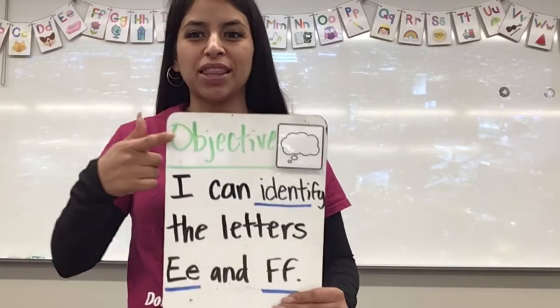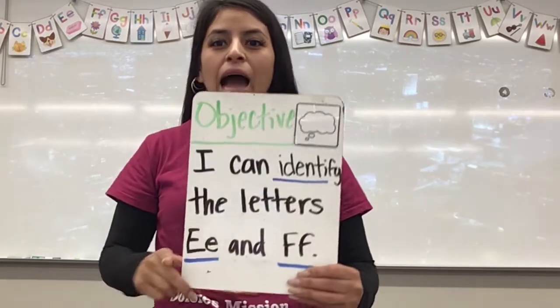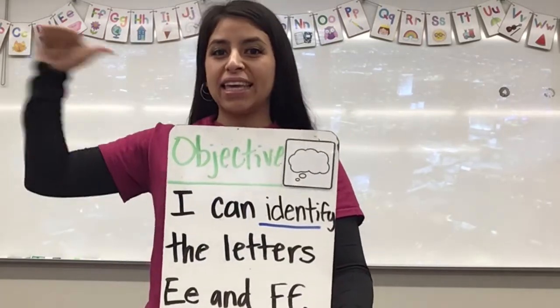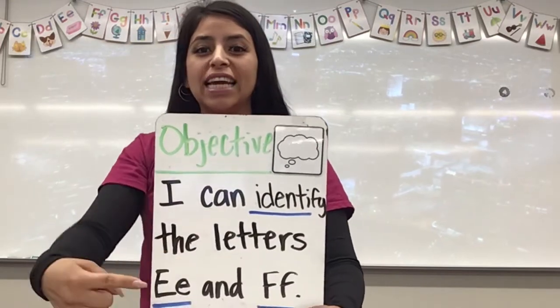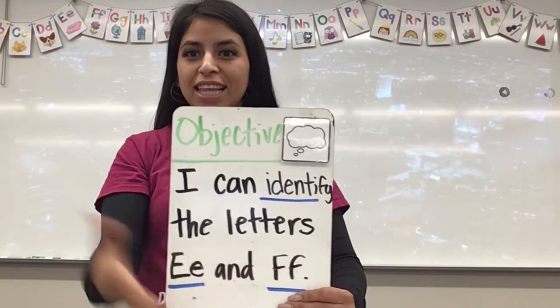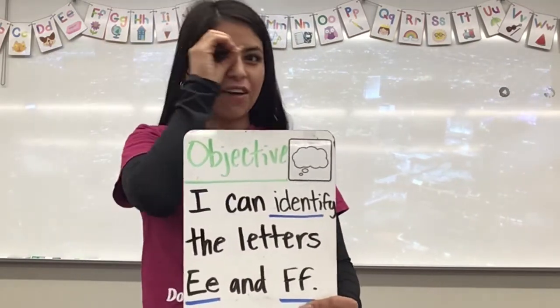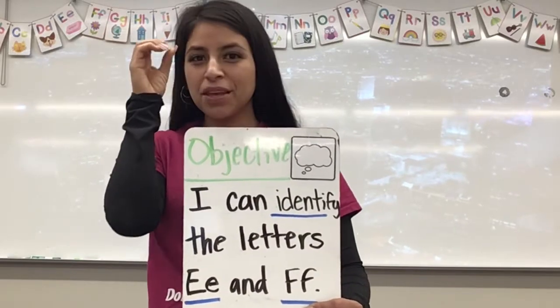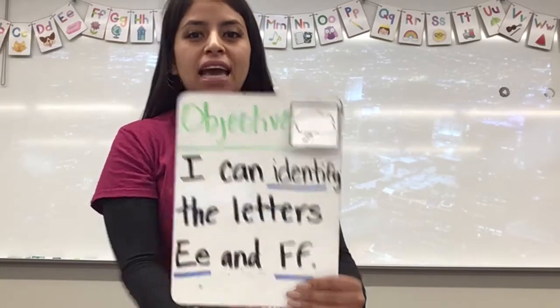We're going to start with our objective because that tells us what we're going to be thinking about. Our objective says, I can identify the letters E and F. Wow, the letter F? That's a brand new letter. So before we begin identifying, that just means looking for. Before we begin doing that, I want to go over letters E and F with our song and dance. So go ahead and stand up and follow along with me.